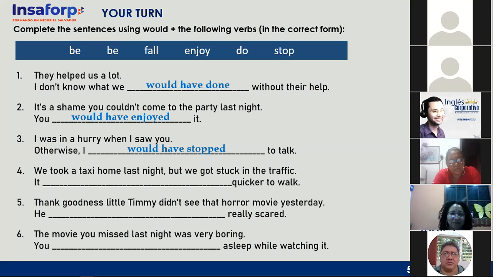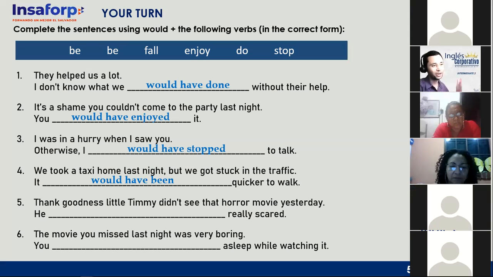It would have been quicker to walk. That is correct. Okay, it would have been quicker to walk. Habría sido más rápido, perdón, caminar. It would have been quicker to walk. Very good. Very good. Rodrigo, do you have number five?